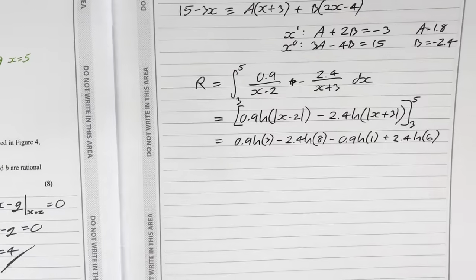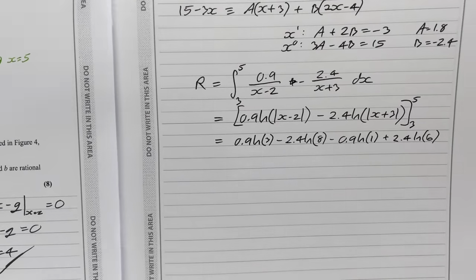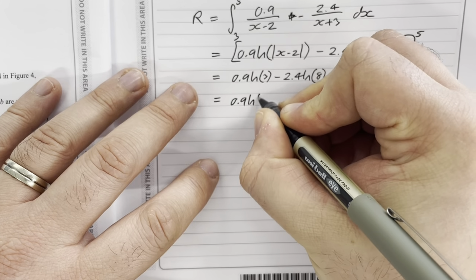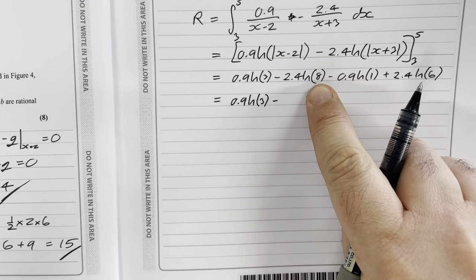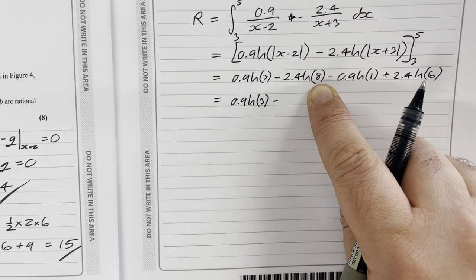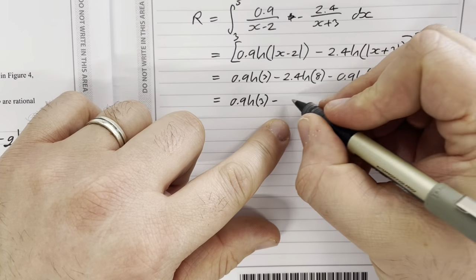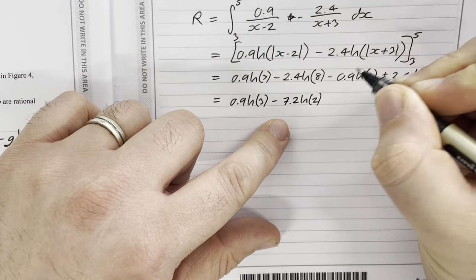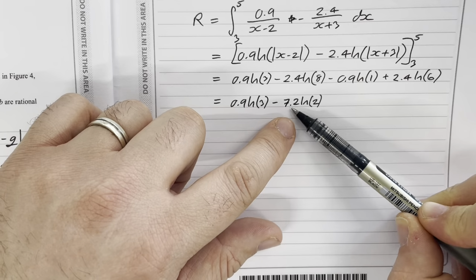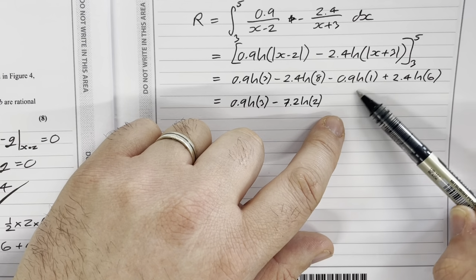Okay, so that's what it equals, but we've got log 8 and log 6 kicking around, whereas the question was log 2 and log 3. So you need to reverse engineer some log laws to extract the 2's and the 3's. So I'm going to say this is 0.9 log 3 minus, now this is 2 cubed, so I could say that this is actually 7.2 log 2. Okay, this is 2 cubed, and I'll bring the 3 down the front. So 2.4 times 3 is 7.2. That's log 2. Log 1 is 0, so that just disappears.